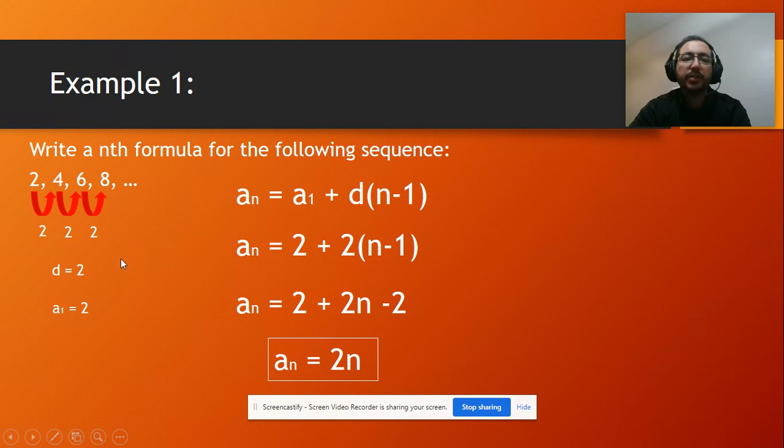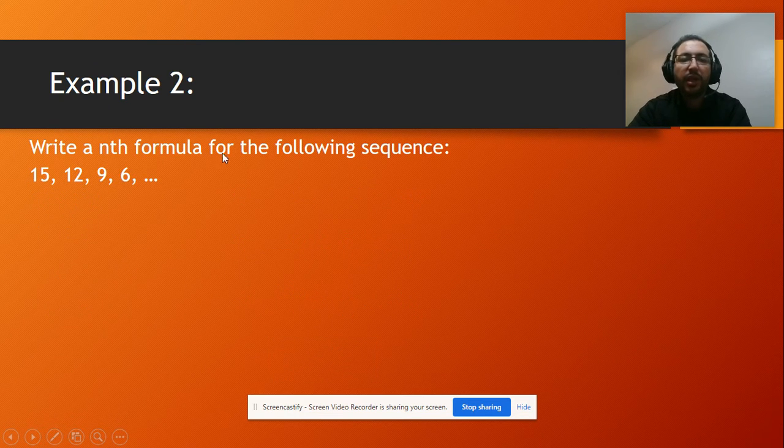Okay, let's see another example. We got this sequence 15, 12, 9, and 6. What is the common difference between these two numbers? Negative 3. Between these two? Negative 3. And between these two? Negative 3. So my common difference in this case is negative 3. My first term in this case is 15.